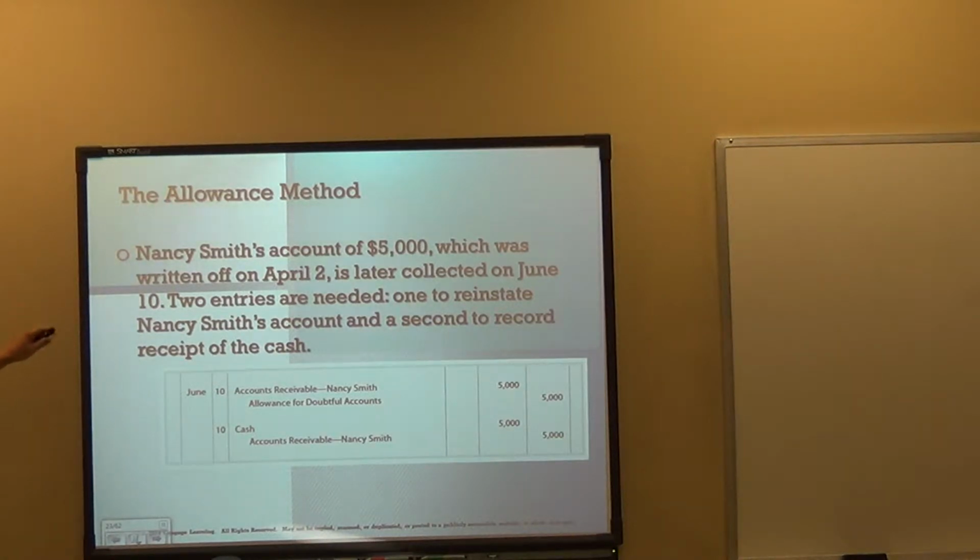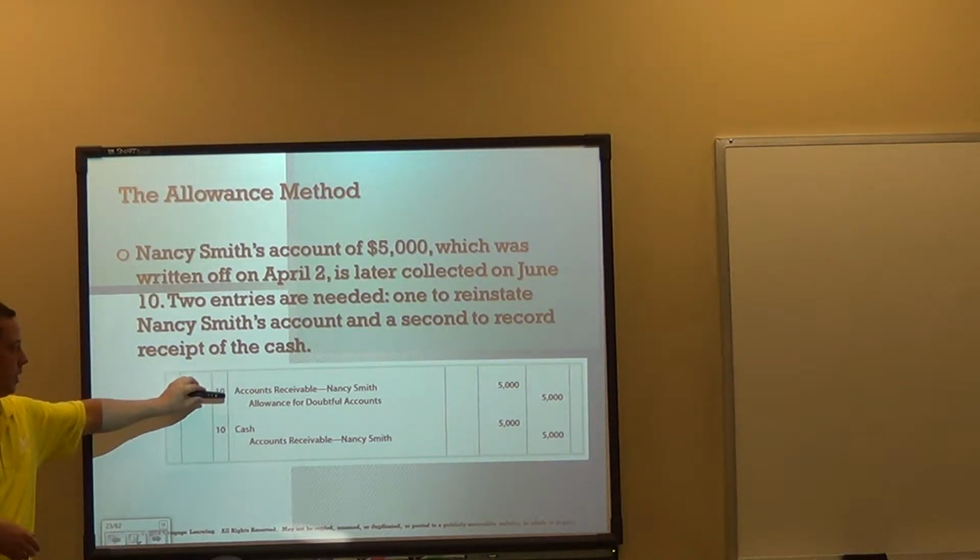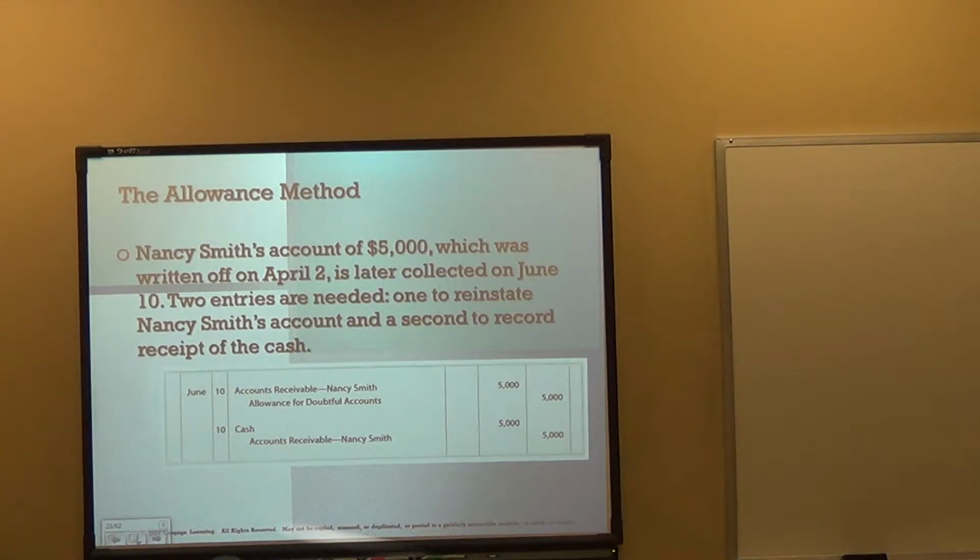So Nancy Smith's account, 5,000, which was written off on April 2nd, is later collected on June 10th. So two entries are needed, one to reinstate the account. Remember, we basically get rid of the first one, and that's what happens here. And then the cash receipt of that. So they'll show us that again.